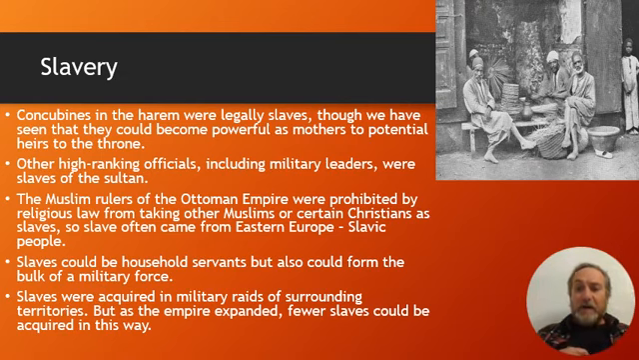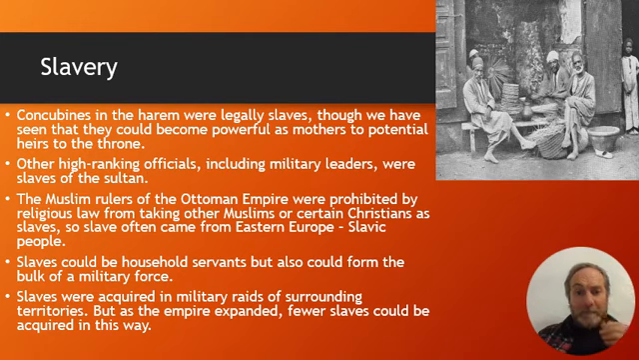So the concubines in the harem were legally slaves, though we've seen that they could often become quite powerful, nonetheless. And this was common throughout the Ottoman Empire. So many high-ranking officials, including military leaders, were slaves of the Sultan.